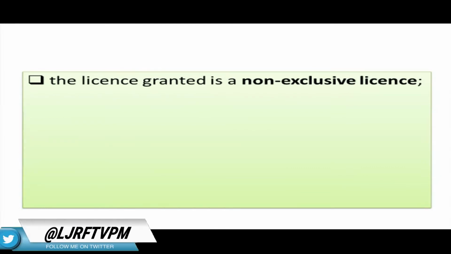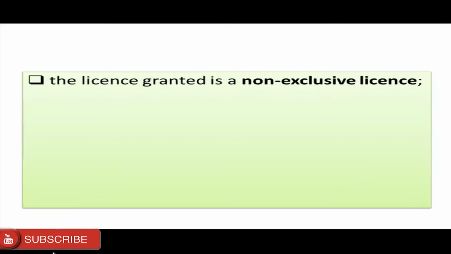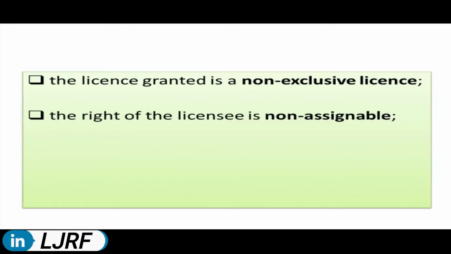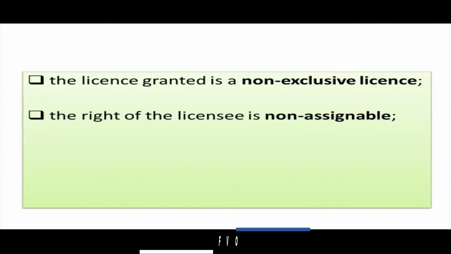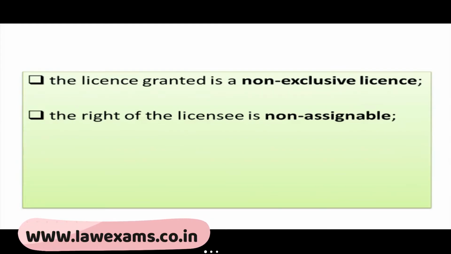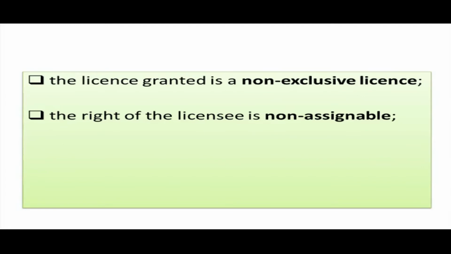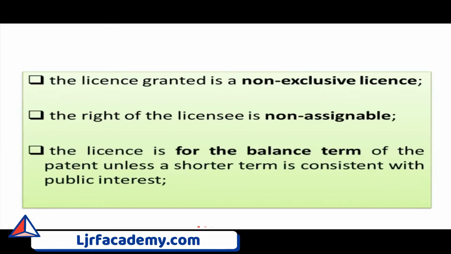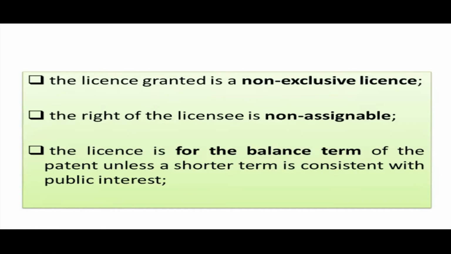So here, what is stated is that a compulsory license will always be non-exclusive. It will not be granted to one company alone. It may be granted to more than one company, and there is a possibility of doing that. So it will be non-exclusive. That is an important point we may have to note. And the second is also important. The right of the compulsory licensee is non-assignable. The person to whom the compulsory license is granted should work the patent right himself. It should not be passed on or transferred to any other person. It is granted to a particular person or company, and it is to that company alone, and it is non-assignable. And the license is for the balance term of the patent unless a shorter term is consistent with public interest.